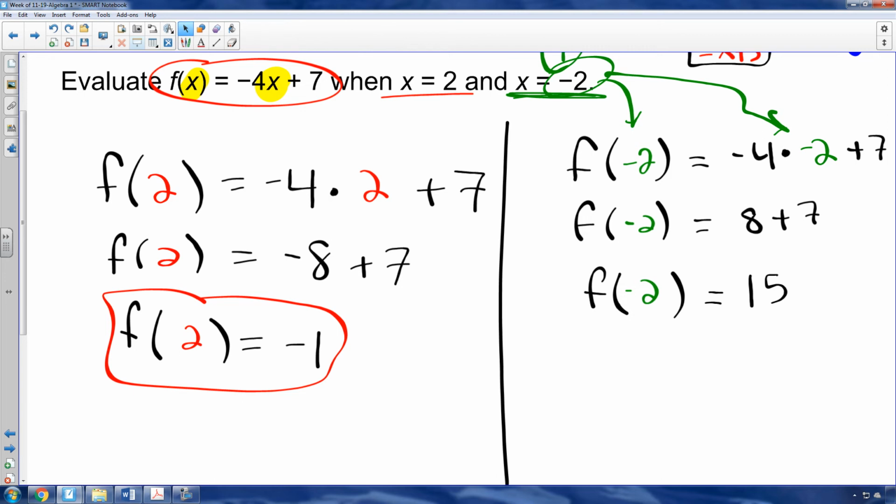So I want you to say that. F of -2 equals 15. Say it. F of -2 equals 15. Good. That's how you say this, and that's how you are going to work with it.